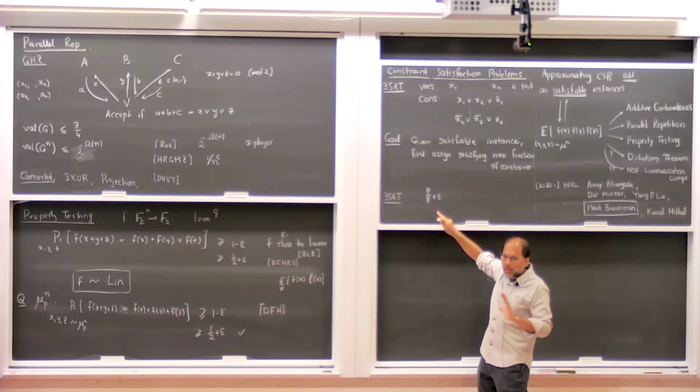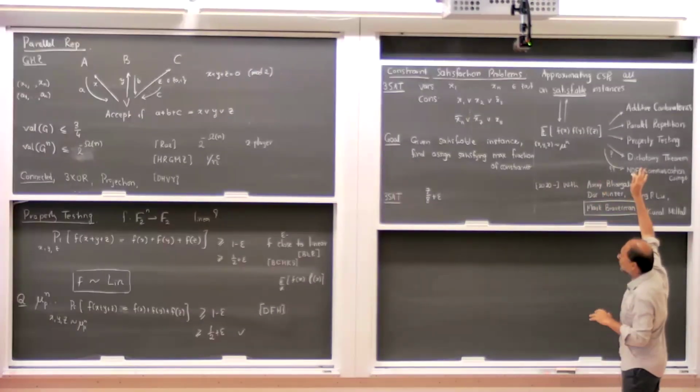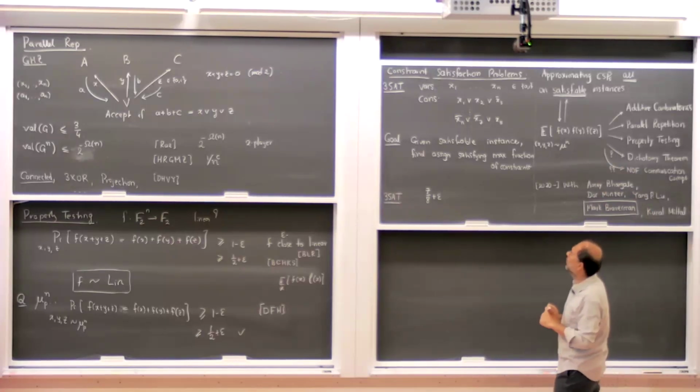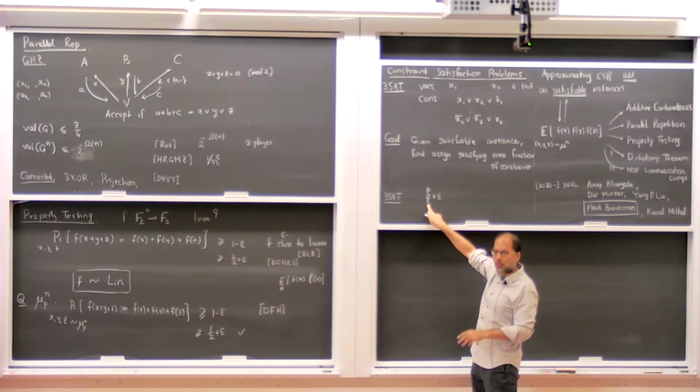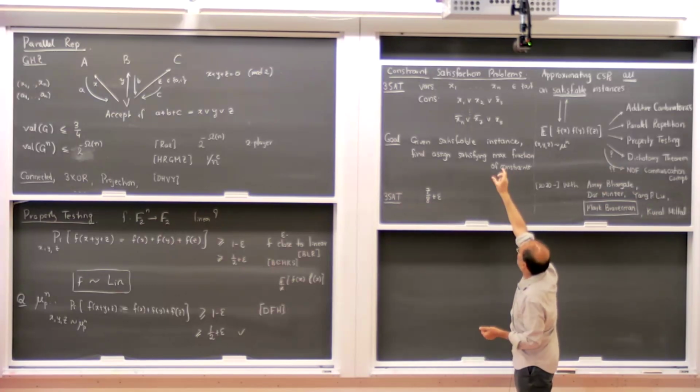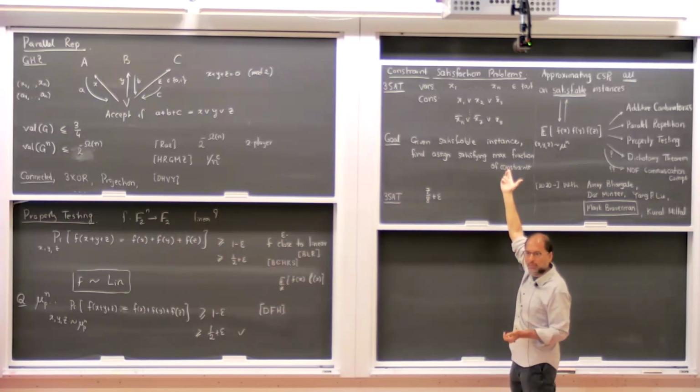Okay, and our overall project is to understand or figure out these precise thresholds for every constraint satisfaction problem, because a CSP is defined by a template constraint, which for the 3-SAT is OR of 3 variables.